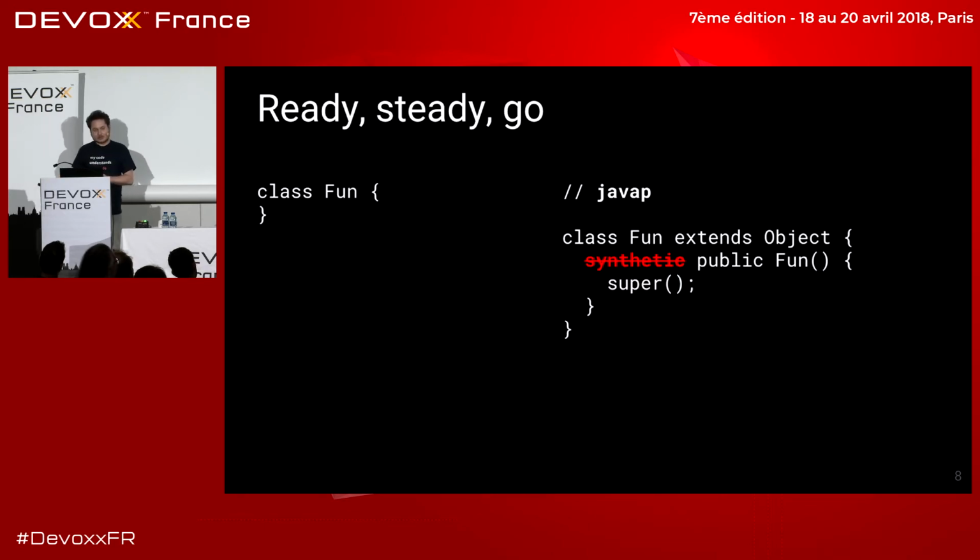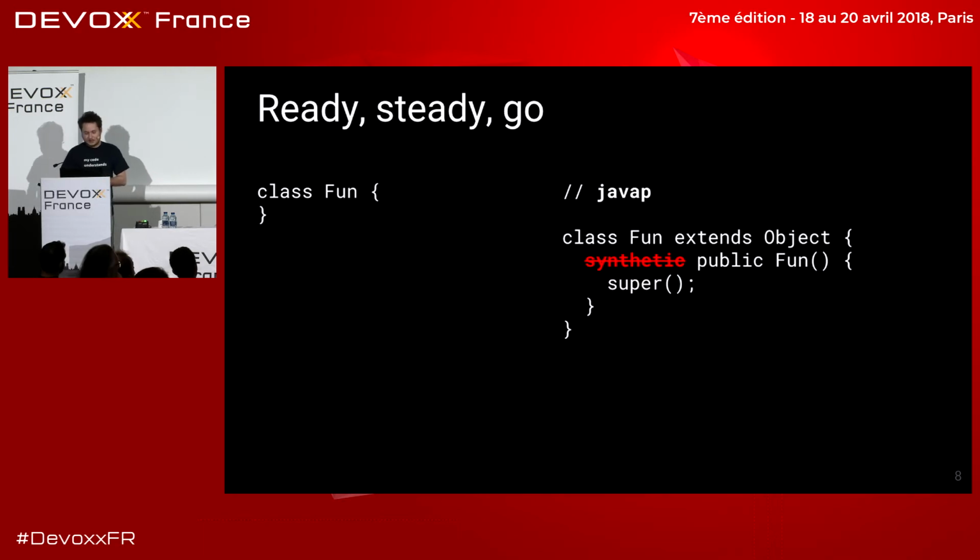There is an interesting word on this slide: synthetic. If you open the Java language specification, in the part about bytecode, we could find that there is a special flag, a special attribute for constructions that do not appear in the source code. Such constructions are called synthetic, and they are marked by this flag. But there are a few exceptions. One of those exceptions is the default constructor.